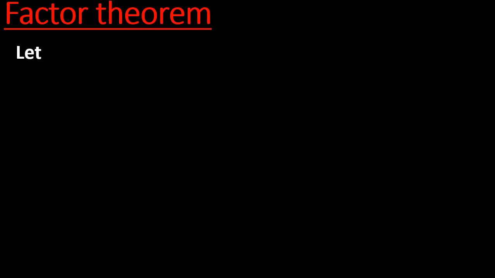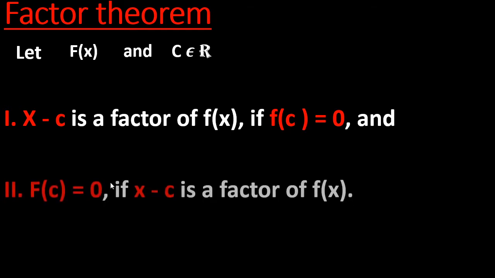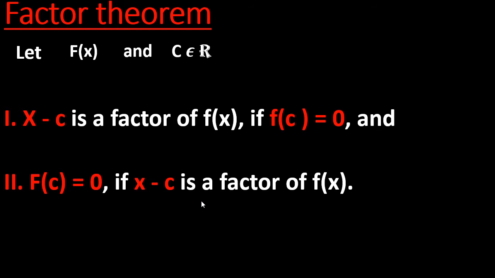The factor theorem says that if there is any polynomial function f(x) of degree greater than or equal to 1 and any arbitrary real number c, then x minus c is a factor of f(x) if and only if the value of the function at c is 0. And the reverse is true: f(c) is 0 if and only if x minus c is a factor of f(x). Let's have some examples, and you will have a good understanding of the factor theorem.